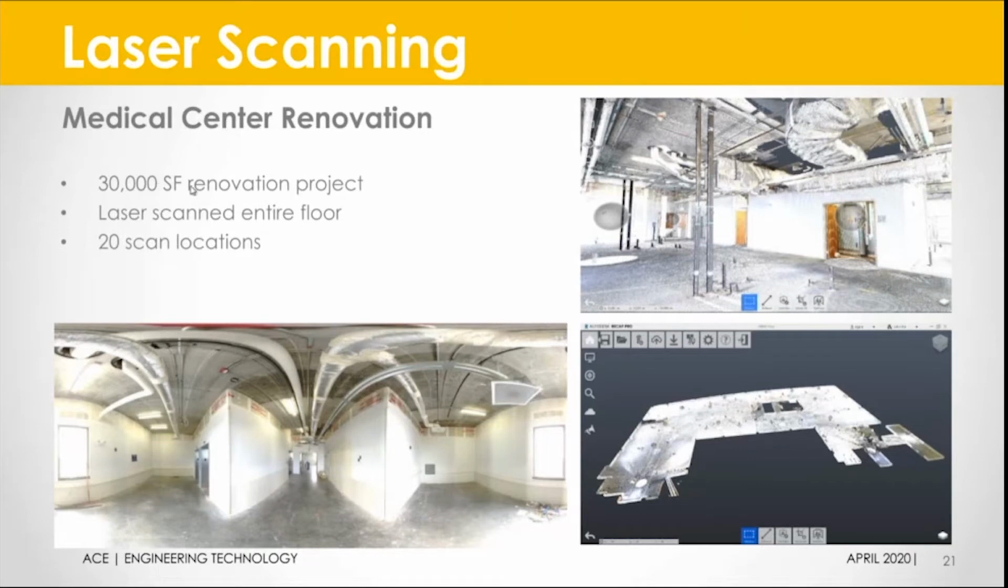The other option that we have for 3D constructability review is laser scanning, which you saw some examples of earlier on. And what we have here is an example of a medical center renovation. This is Holmes Regional. It is a 30,000 square foot renovation project, and we laser scanned the entire floor. So there were actually about 20 scan locations.